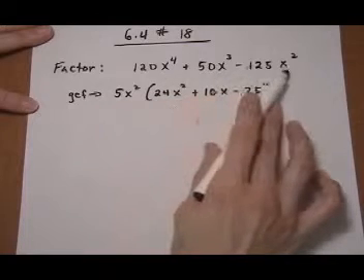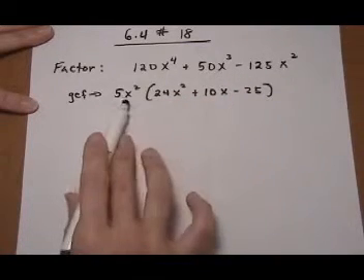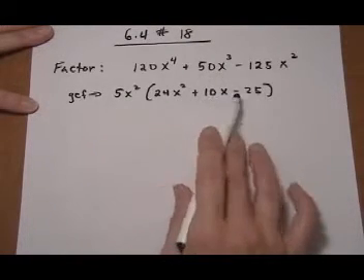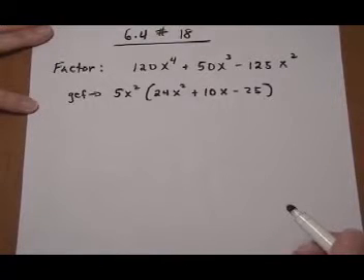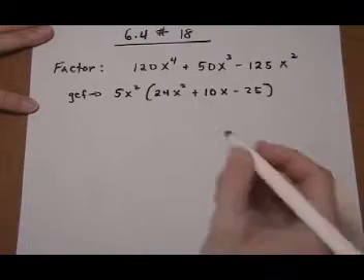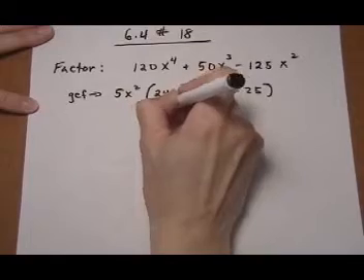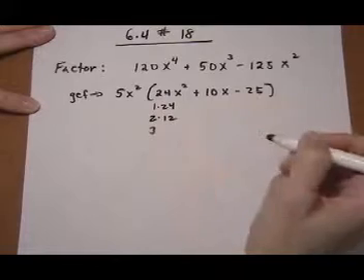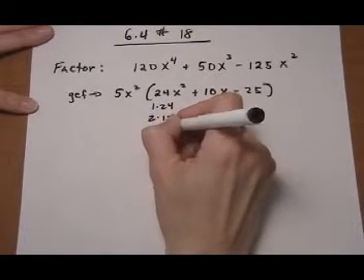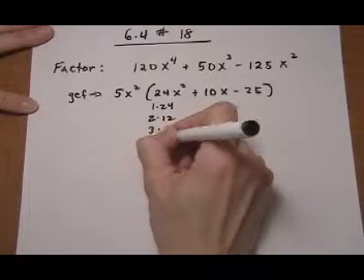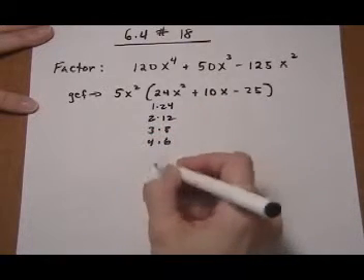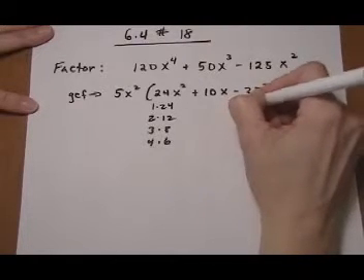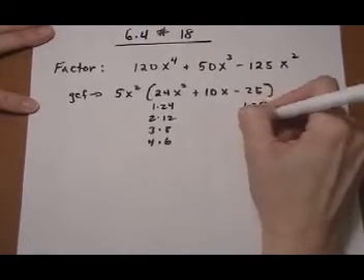They also each have an x squared, and that's the most we can pull out. So let's pull out the x squared, and we're left with 5x squared times 24x squared plus 10x minus 25. Now for the trinomial factoring, if we're going to do trial and error, let's take a look at the different factors of 24 that we might want to use. So we have 1 times 24, 2 times 12, 3 times 8, 4 times 6, and then we get 6 times 4 and we start repeating, so we don't need any more. And for the 25 we have 1 times 25 and 5 times 5.